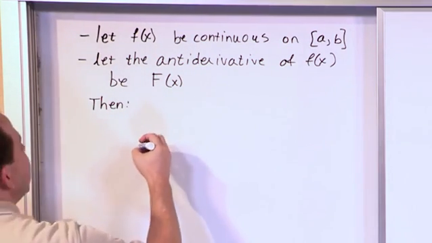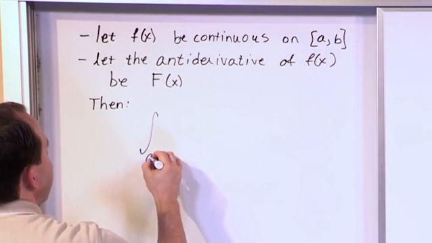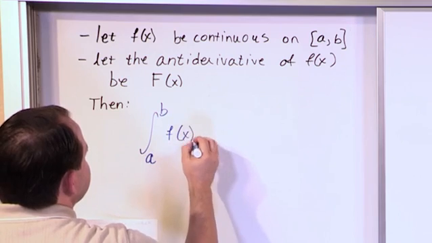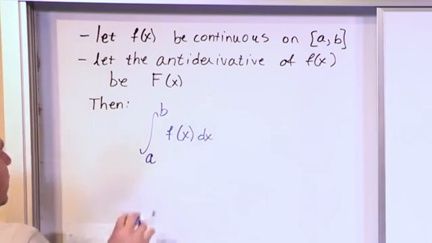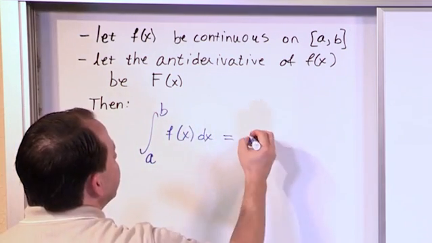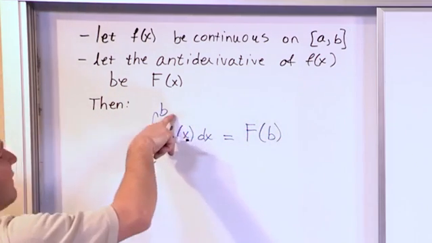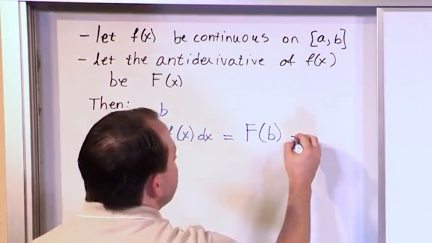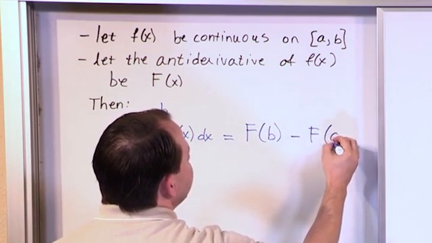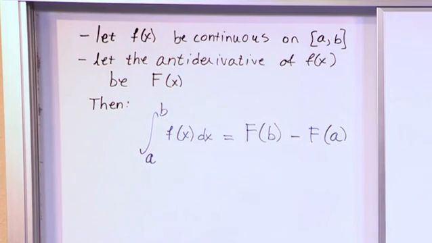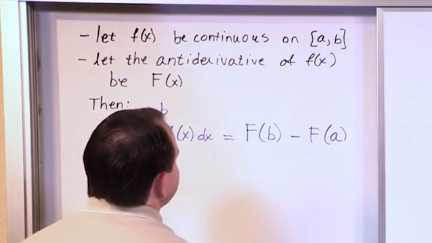Then the integral from a up to b of f of x dx, which we talked about what all this part means, is equal to the antiderivative of f evaluated at the top limit of integration minus the antiderivative evaluated at the bottom limit of integration. This, believe it or not, is actually the fundamental theorem of calculus.